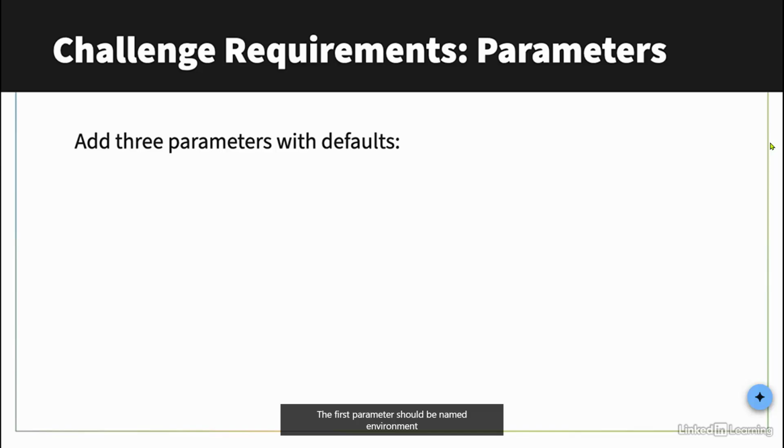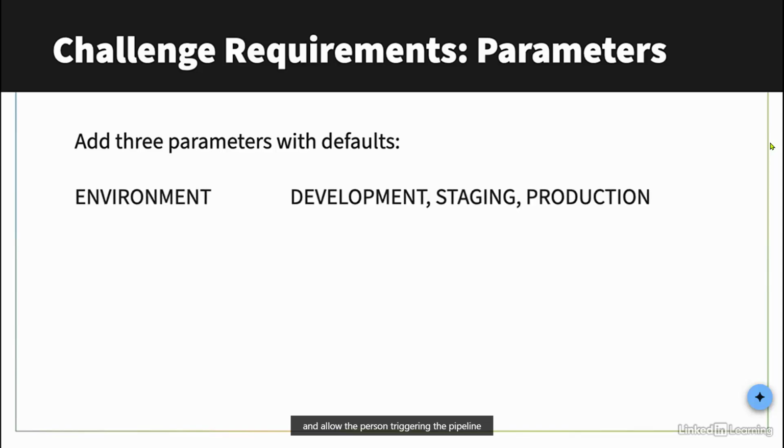The first parameter should be named Environment and allow the person triggering the pipeline to select the target environment. The choices for the environment should be limited to development, staging, and production. The default environment should be development.